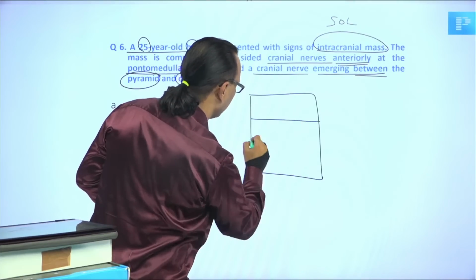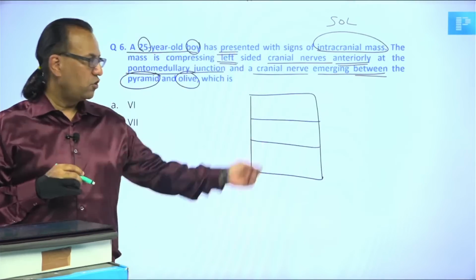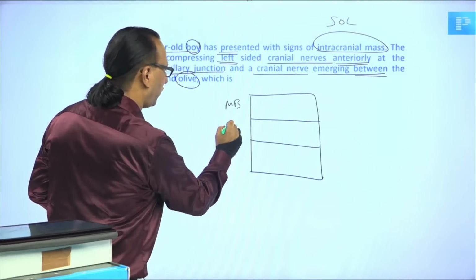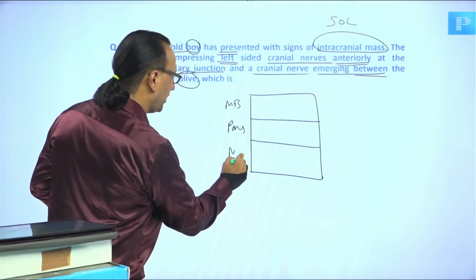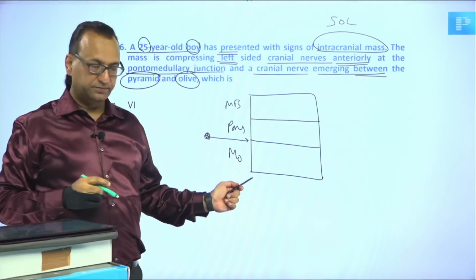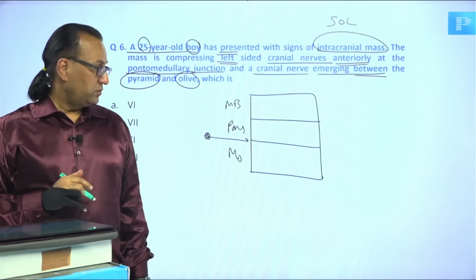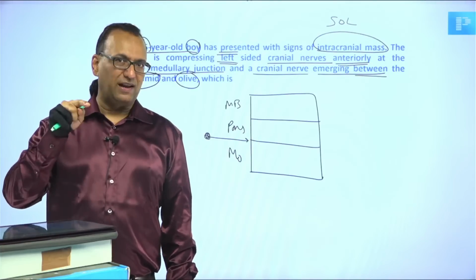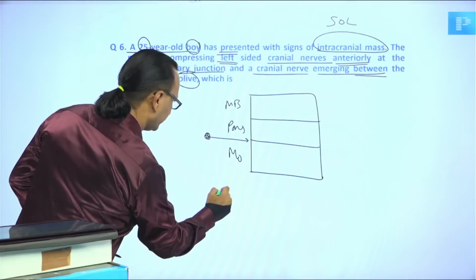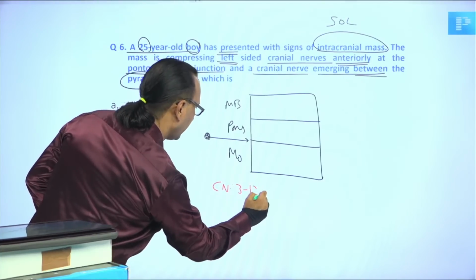You know, the brainstem has 3 components. Front view of the brainstem, it has 3 components. It is the midbrain, followed by the pons, followed by the medulla oblongata. So this will be the pontomedullary junction. Now, cranial nerves number 3 to 12 come from the brainstem.